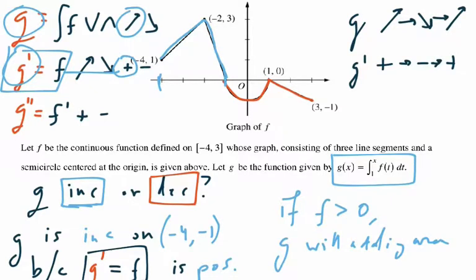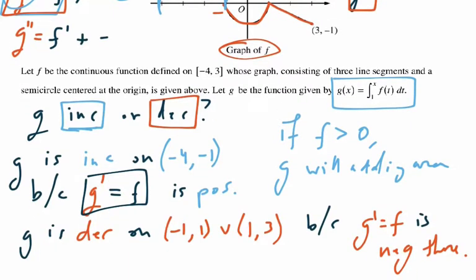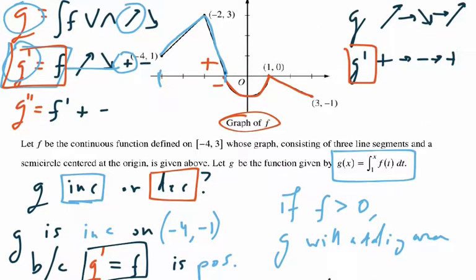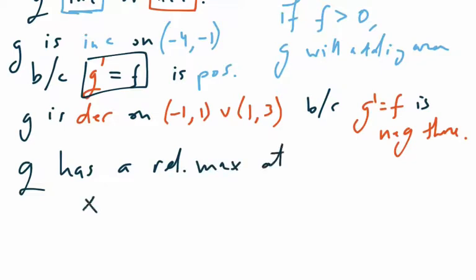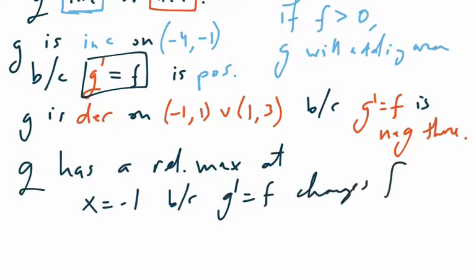And so to tell this, well, do we have a formula for g prime? We sure do. It's f. We're going to look to see if the graph of f goes from plus to minus or minus to plus. And so do we have any of those places? Yep, we do, right here at x equals -1. So we could say that g has a relative max at x equals -1 because g prime, which is f, changes from positive to negative there.